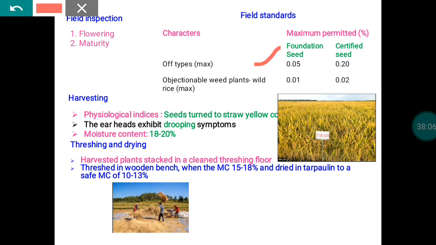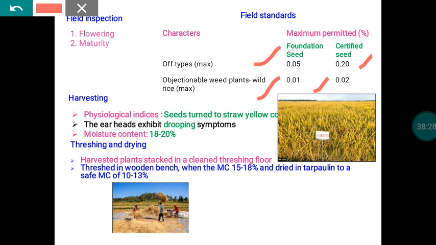So if it is foundation seed, the maximum permissible off-type is 0.05%. If it is certified seed, they permit up to 0.2%. Similarly, objectionable weeds also have limitations. For foundation seed, the maximum permissible limit is 0.01%, whereas for certified seed, 0.02% is the maximum permissible limit.